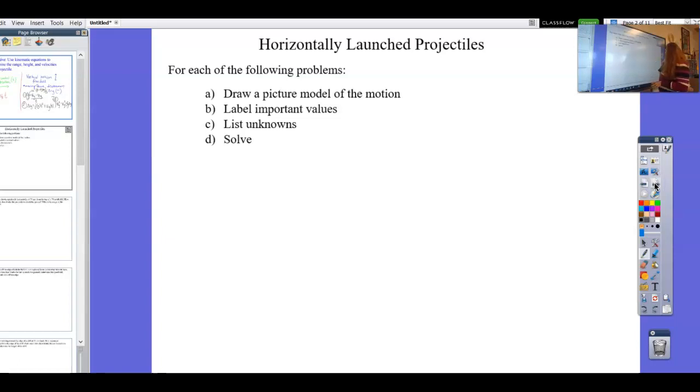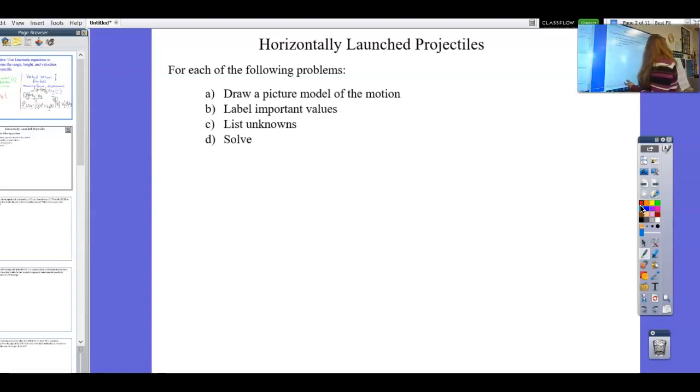So when solving a problem, you always want to make sure that you draw a picture and model the motion. We're going to use arrows to represent speed. And if it says it's being launched off of a table or a cliff or something, then we're definitely going to draw that in our picture. And we're going to label different parts of our picture to help us determine our values. We will list the unknowns, and then, of course, we're going to treat this just like a big puzzle, and we're going to solve those variables.